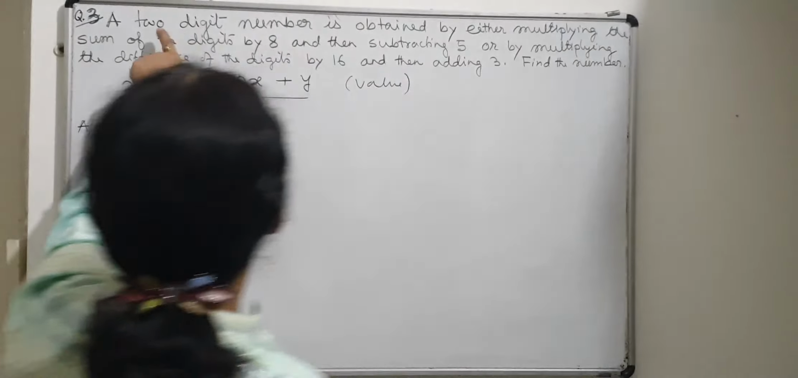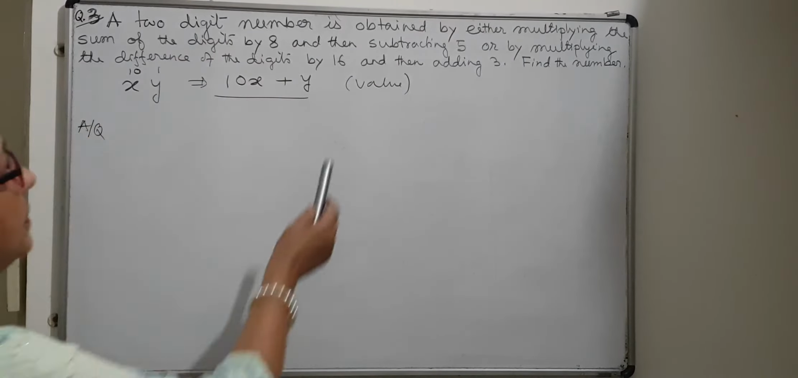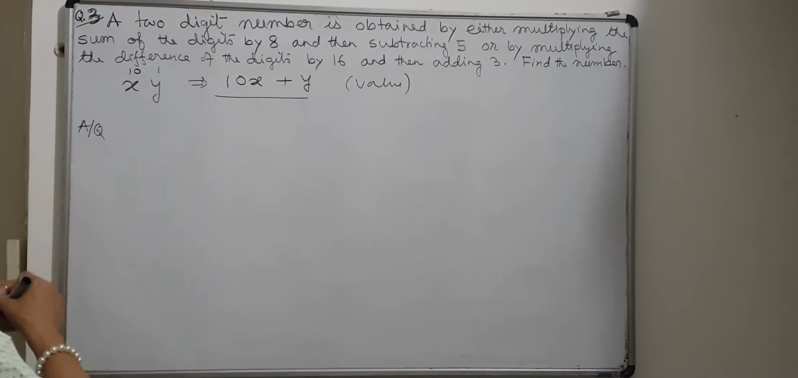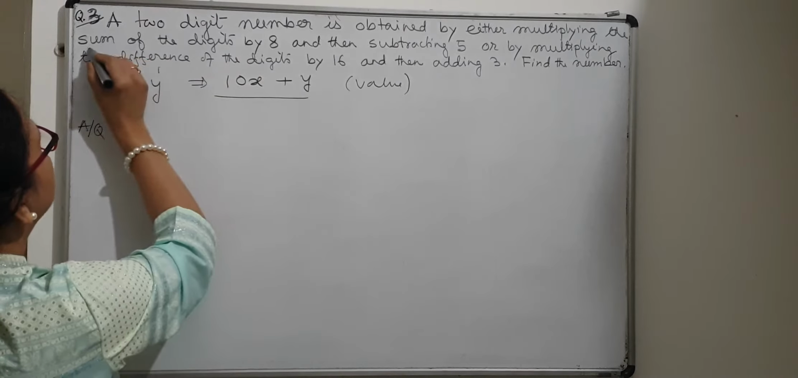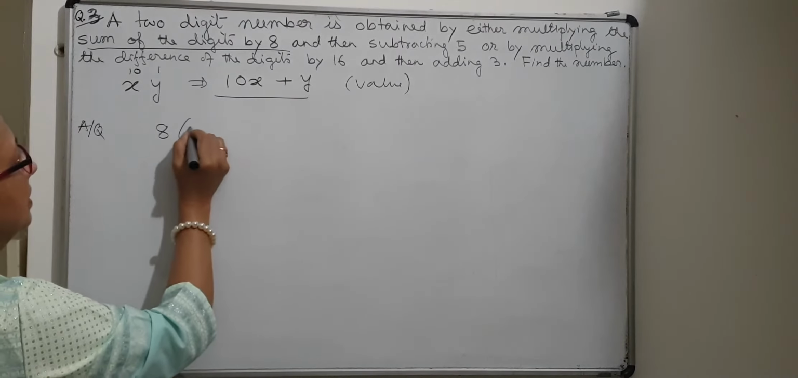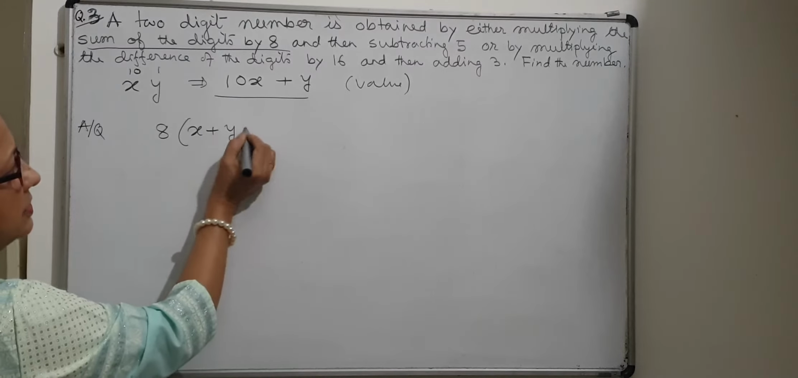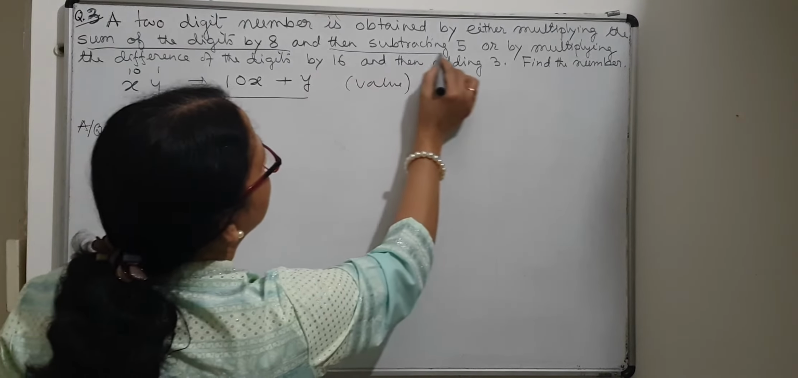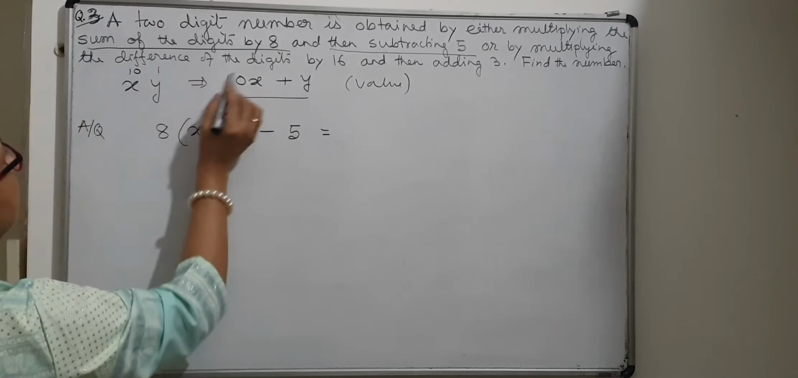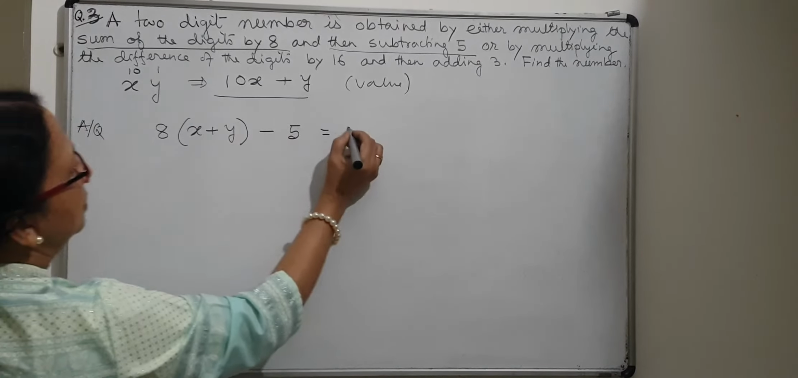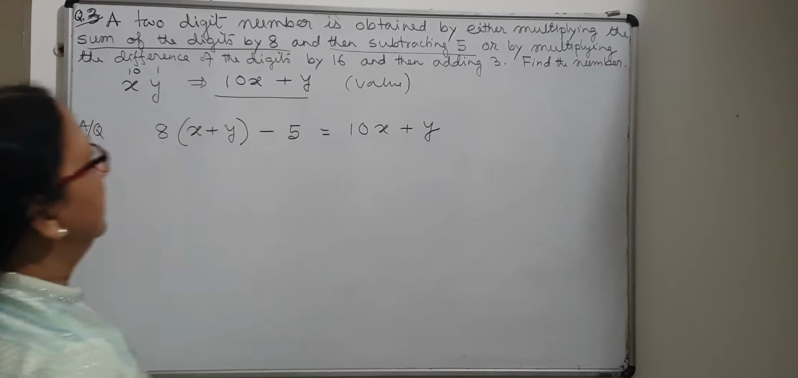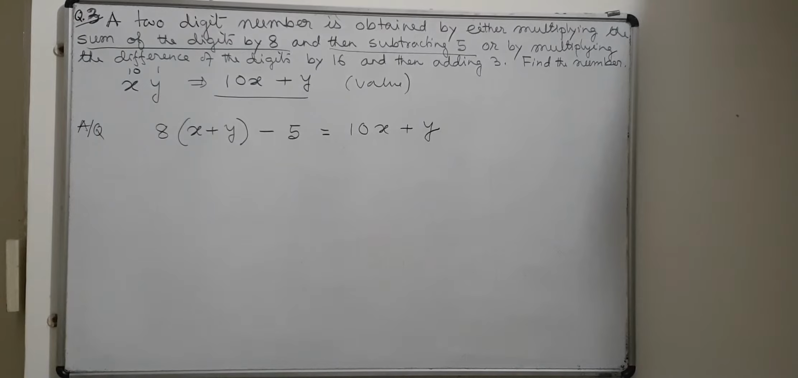First, according to the question, the 2-digit number is obtained either by multiplying the sum of the digits by 8. So I am multiplying the sum of the digits by 8, so 8 times the sum of the digits is this, and then subtracting 5. Then we subtract 5, then we get the number. This 2-digit number, that is this value. Okay, so this is the case.